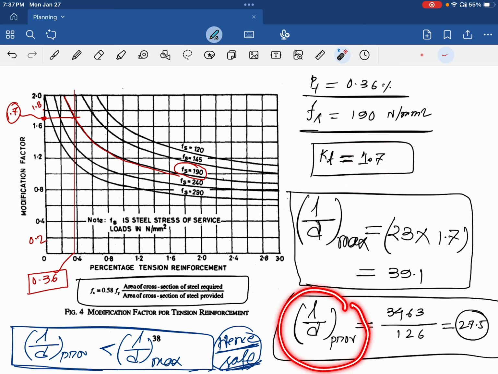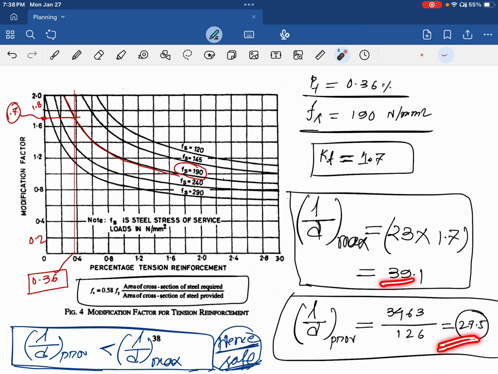Next, calculate L by D provided. Whatever effective span we have in our slab, this is what we have provided actually in our slab, and the effective depth that we need to calculate after providing a new reinforcement. If we have not changed the reinforcement, then there is no requirement of changing the effective depth. But we have changed the reinforcement at last. I think initially we were using 10 tor bars, so it was kind of uneconomical. So we changed to 8 tor. So kindly calculate the effective depth once again and calculate this effective span to effective depth.